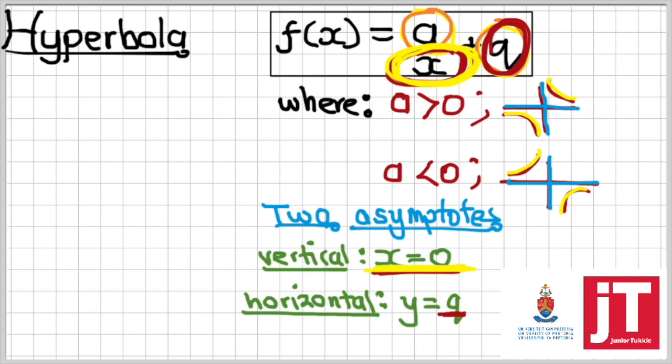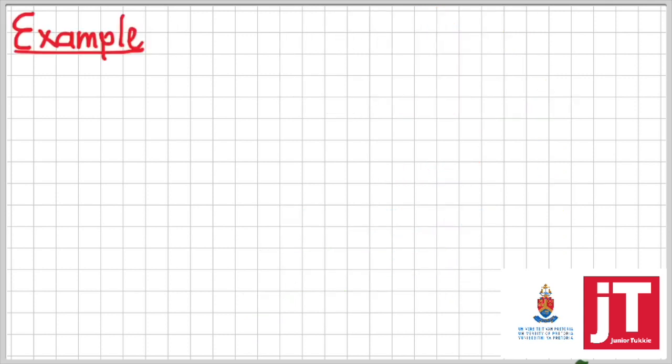We move on to an example just to contextualize it. If you're given an equation like f of x is equal to 2 over x minus 3, an important point to note there, just by looking at it, is that your a value, which is your 2, is positive. And according to our theory, we expect that to be in quadrant 1 and quadrant 3 respectively, as you shall see. So let's quickly sketch that.